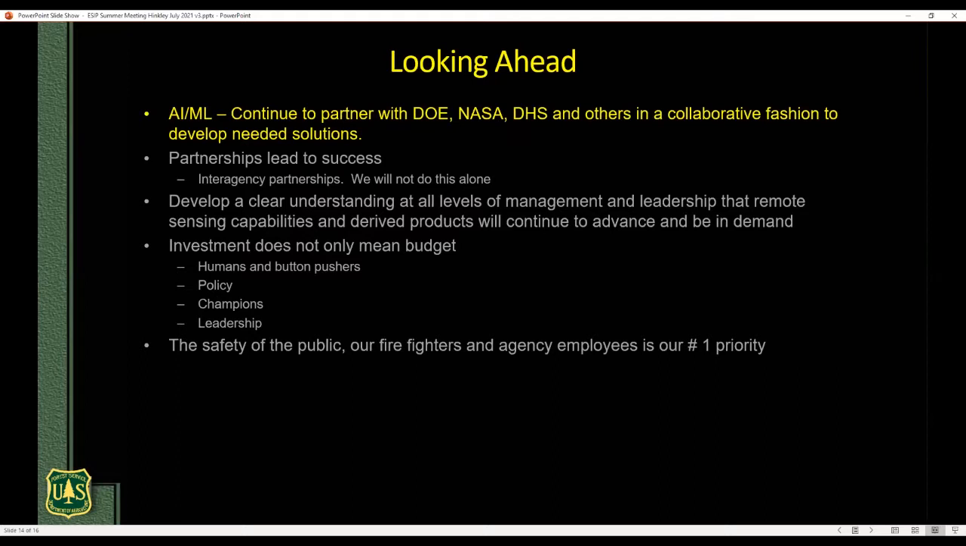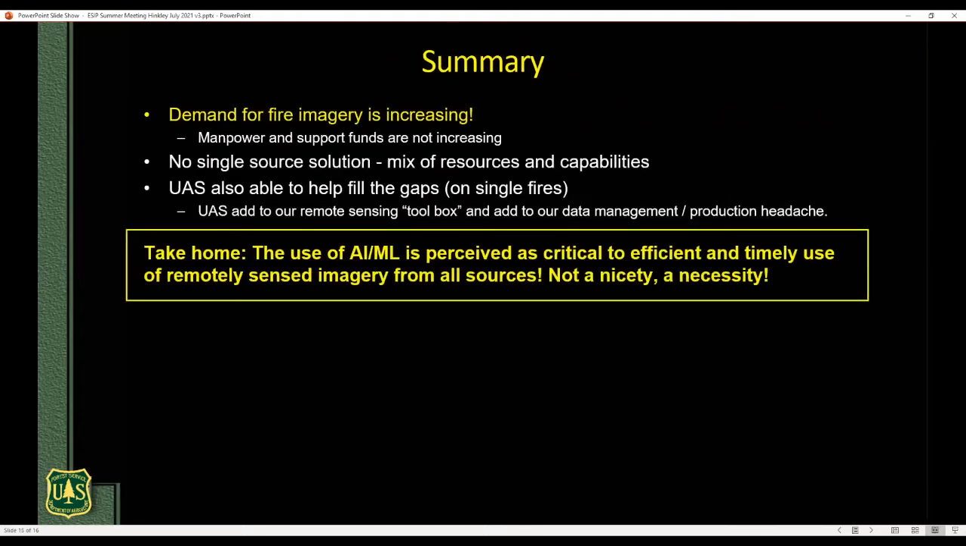So we have to educate people about the products that we're building, understand what their needs and requirements are in order to be able to help fill some of those existing gaps or gaps that they may not even know are there. And there's a lot of investment that goes on. It's not just budget. There's humans and button pushers. There's policy that we have to advance. We need to have champions. I like to consider myself a champion for this. And we need to have leadership at all levels of the Forest Service and the other land management agencies. And the safety of the public, our firefighters and agency employees is our number one priority.